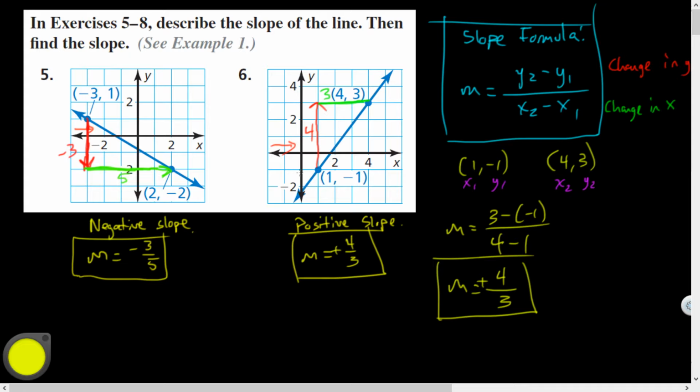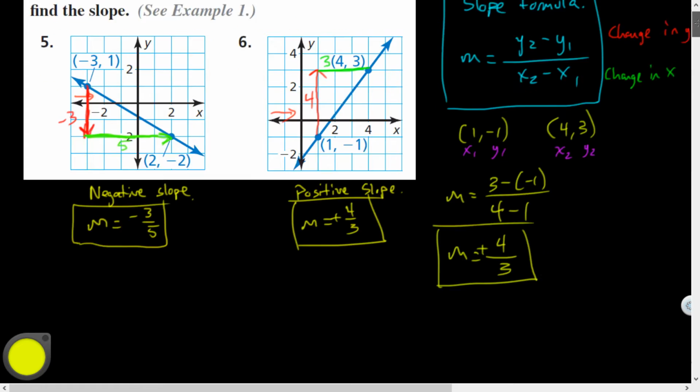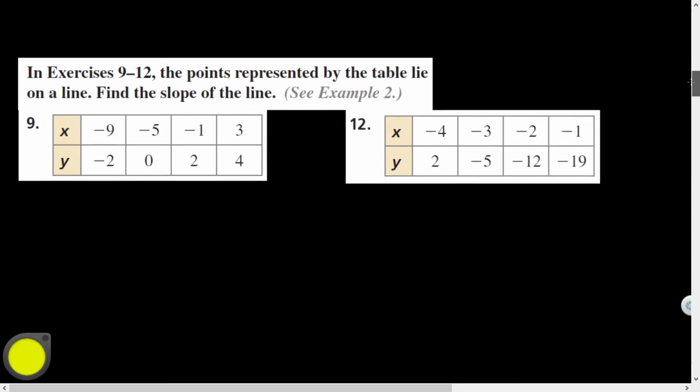Slope is simply a way to represent the steepness of the line. The rate of change is how we talked about it earlier. So there we go.